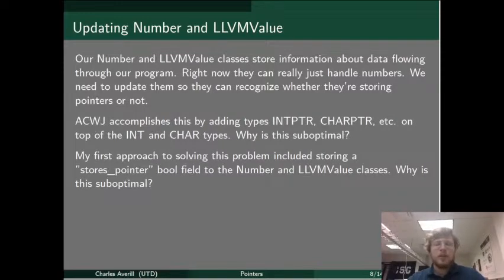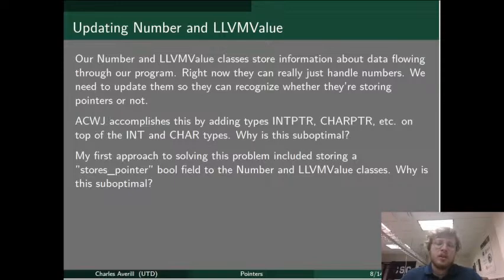So let's look at numbers and LLVM values. It might not seem like it, but they represent almost the same thing. Our number class is going to represent data that's flowing around in the compiler, or data that will exist in the runtime program, but when it's in the number form, that's still in the AST parsing area of the program. And then an LLVM value is the code generation part of those numbers. They kind of represent the same things, and the issue is that right now all they can really handle is numbers, and we want to update them so that they can handle pointers as well. We want our number class to be able to know I'm holding a number pointer, and our LLVM values saying I'm holding a number pointer.